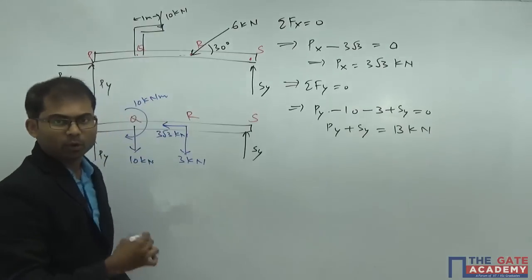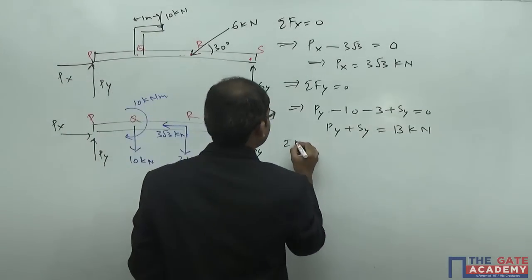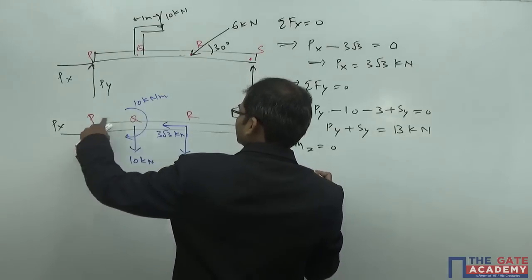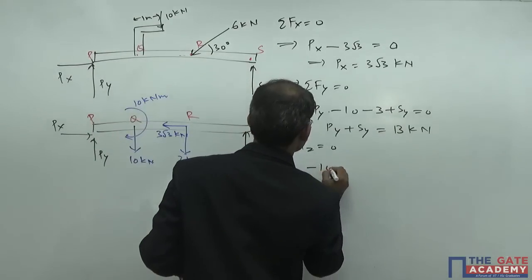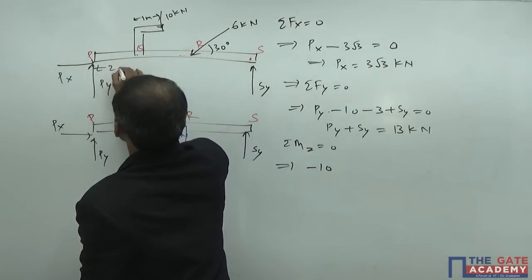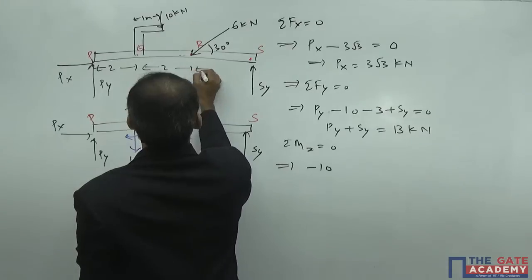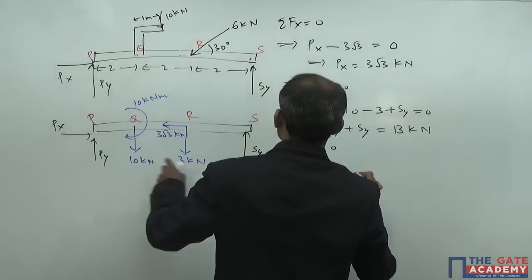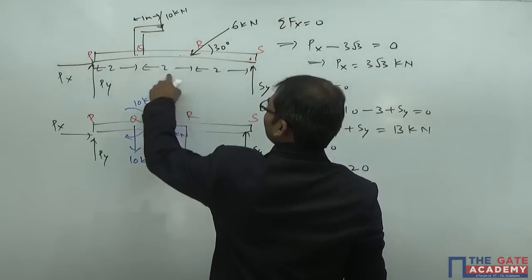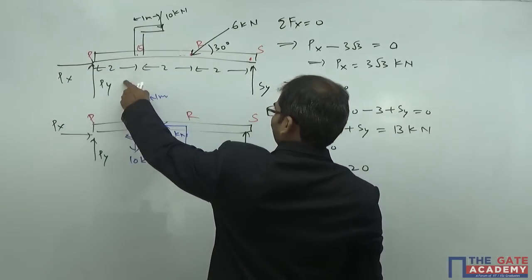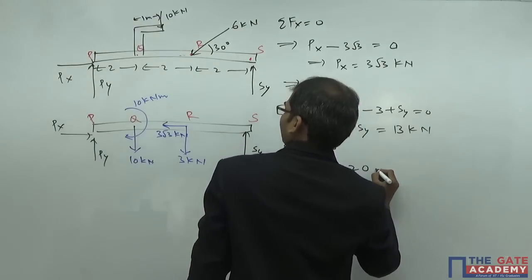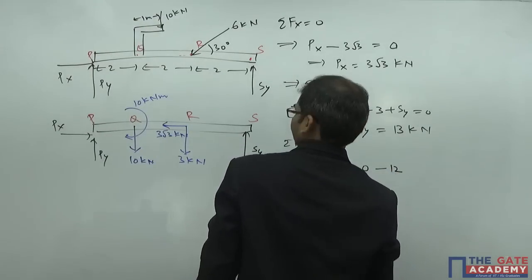Now let's take the moment about P. Net moment about z-axis is equal to 0. This implies moment about P: 10 kilonewton meter clockwise, so minus 10 kilonewton meter, and 10 into this distance. This distance is 2 meters, this is also 2 meters, this is also 2 meters. So 10 into 2 clockwise, so minus 20. Then 3 into 4, 12, so we have minus 12.